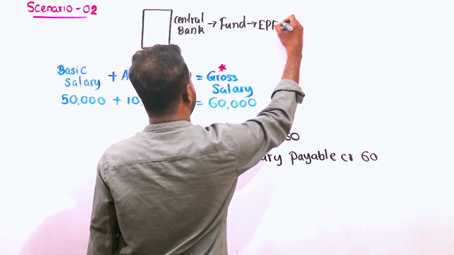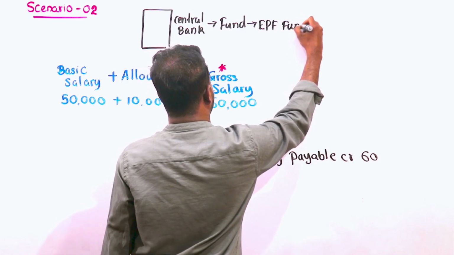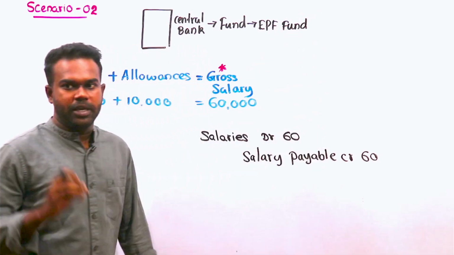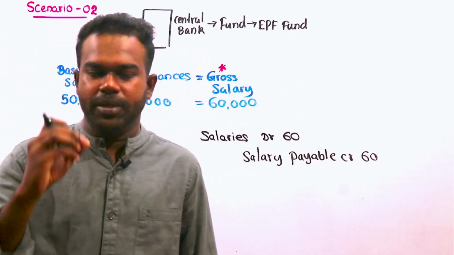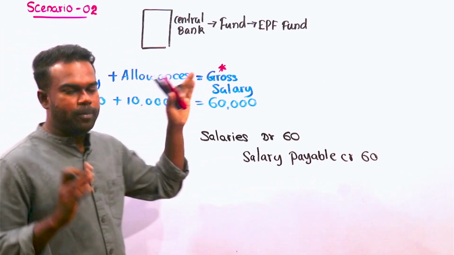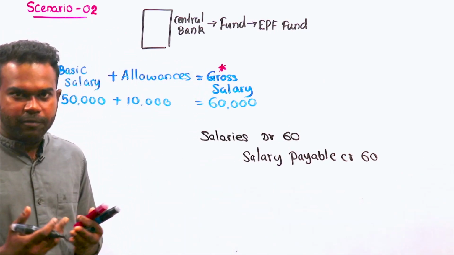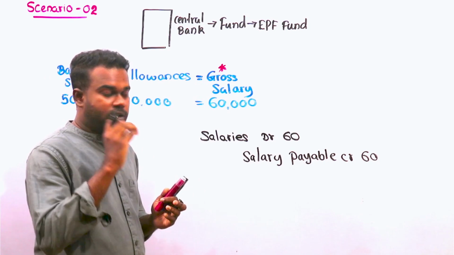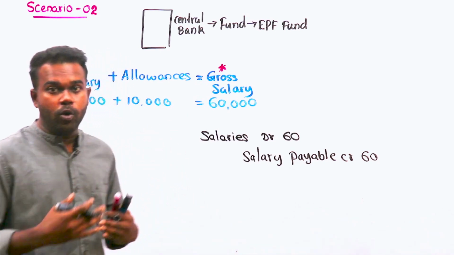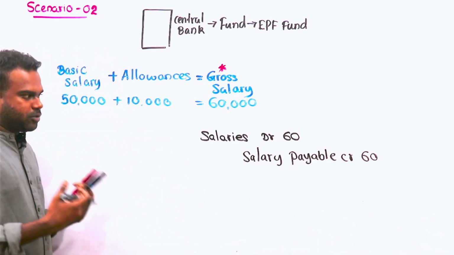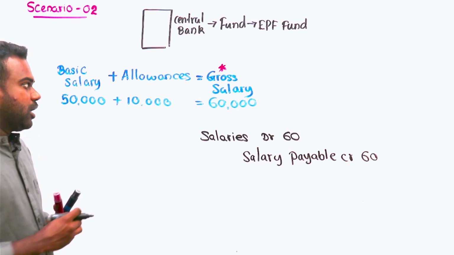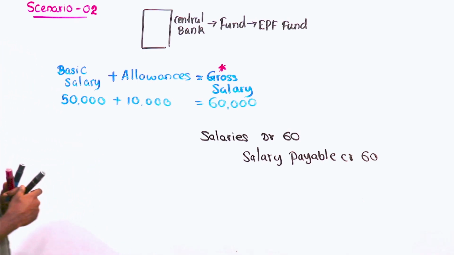EPF fund. Understood? EPF fund simply means Employee Provident Fund, which is maintained for the welfare of the employees, for their future purposes. Future welfare of the employees.